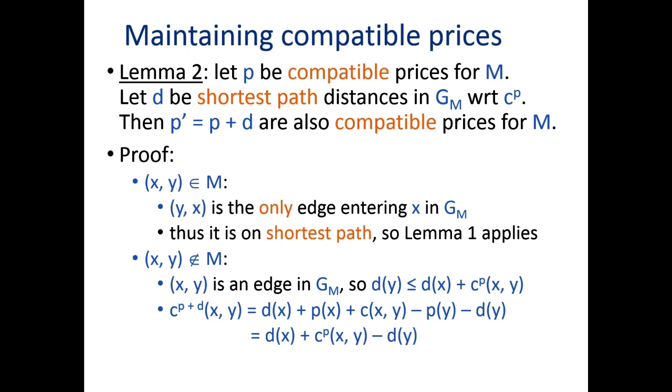This thing here is Cpxy, this thing in the middle. Right? And now, because of this, we know that this is non-negative. So d of y is at most dx plus Cpxy. So this part is at most that part, we have a non-negative number. Okay? And this is exactly the proof that P plus D are compatible prices. Edges in the matching have 0 cost, edges outside of matching have non-negative cost.